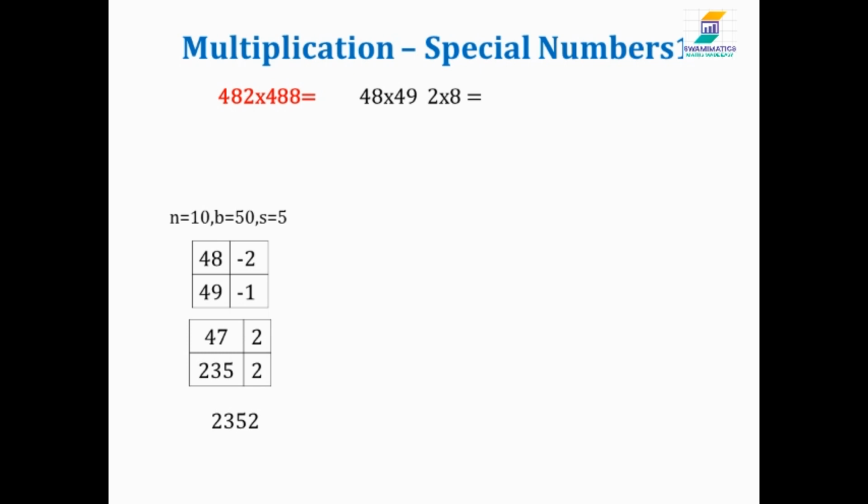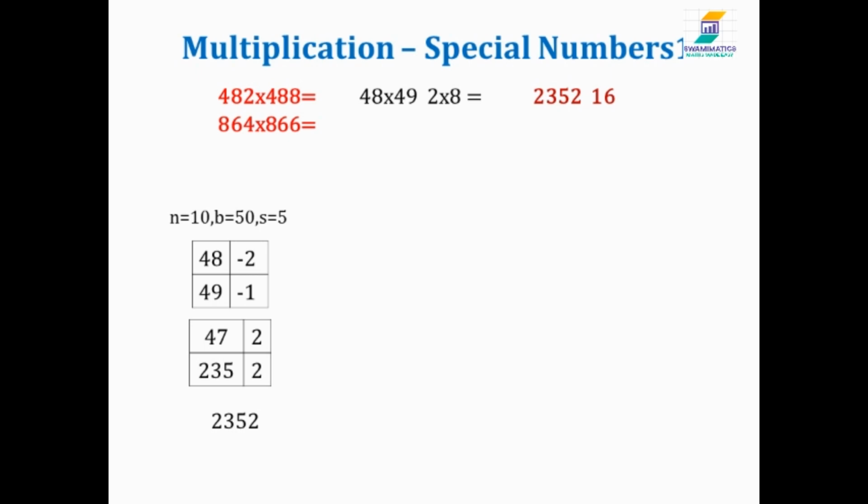So what is the answer? 48 into 49, it is 2352. So 2352. What is 2 into 8? 16. So the answer for 48 into 49 is 2352, and 16. Take one more example.